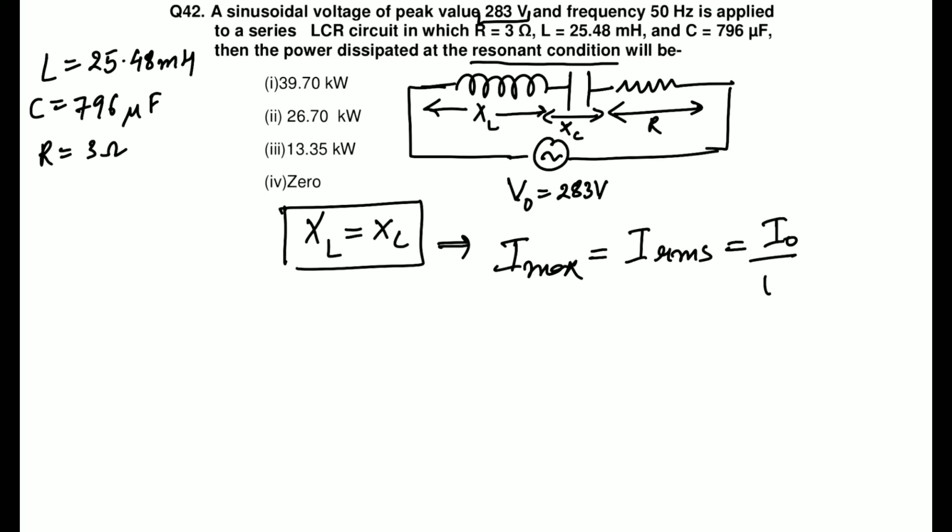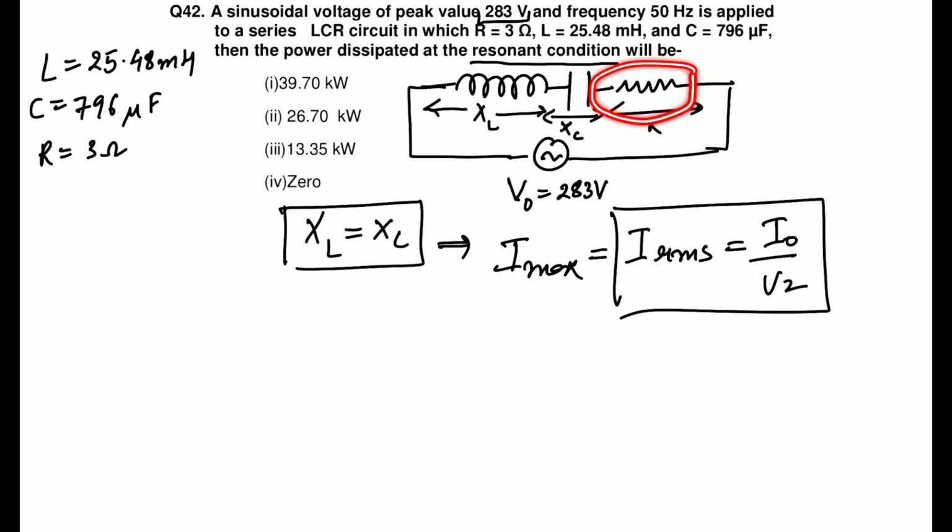So the current that is flowing will be IRMS, which means I naught by root 2. This current will flow through your circuit in the resonance condition. So the only thing we are left with is the resistance of the wire. This is the only thing which will be left, because the inductive reactance and the capacitive reactance will be equal at resonance, and these two effects will cancel each other out.